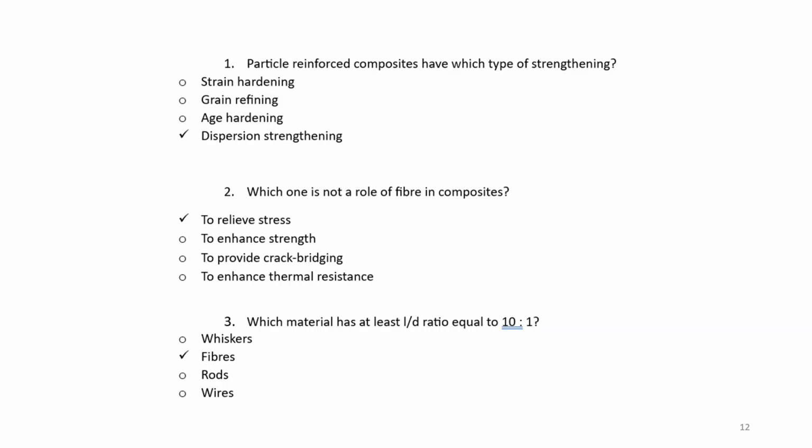Next question is which material has at least L by D ratio equal to 10:1? Your options are whiskers, fibers, rods and wires. So the correct answer here will be fibers. Fibers are the only ones that will be having this ratio. Whiskers have lesser length, and the diameter for rods and wires will be higher.